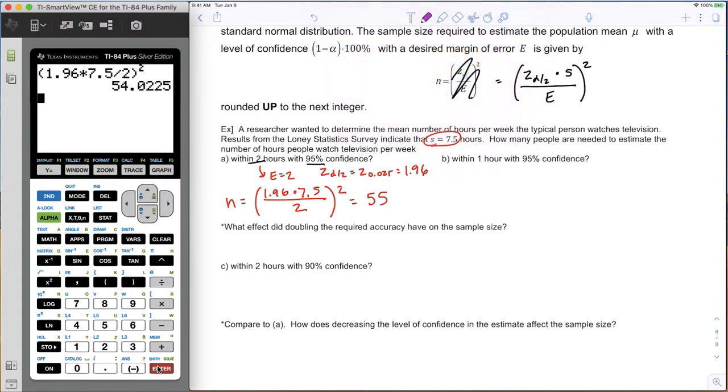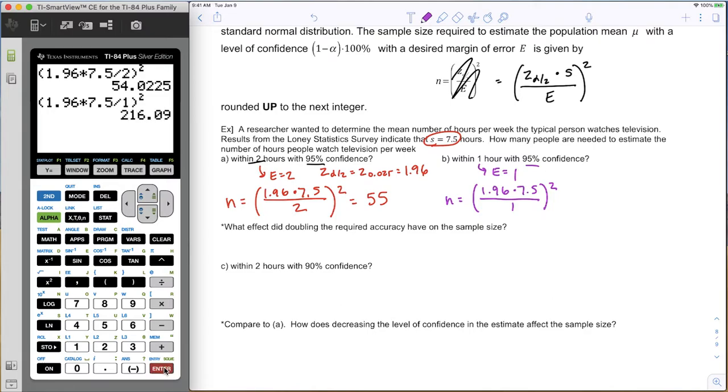Okay, let's try part B. Part B has the same confidence level, but the margin of error has decreased. Now they want a margin of error of 1, so they want a more accurate confidence interval. So let's see how that changes the sample size required. For a formula that's only going to change the denominator, let me see if I can get back my previous formula and then just change the 2 to a 1. There. So now I'm going to press enter to get the new sample size.